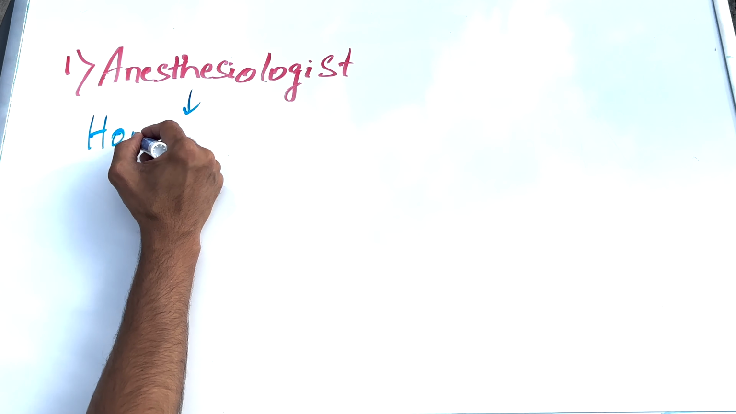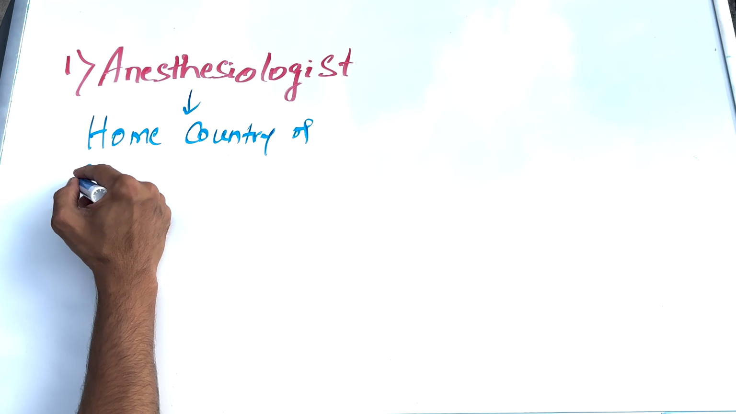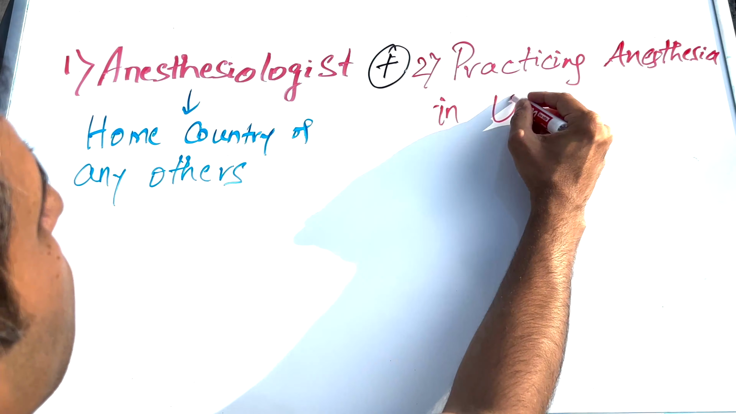There are two things here. The first thing is the anesthesiologist should be certified in any country outside the US. This could be their home country or this could be somewhere else. Let me give you an example. If you are from India, you should have completed anesthesia residency in India or in any other country except the US. This could be UK, Singapore, Australia, any others. The second thing is practicing anesthesiology in the USA.